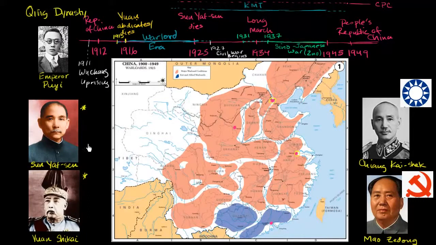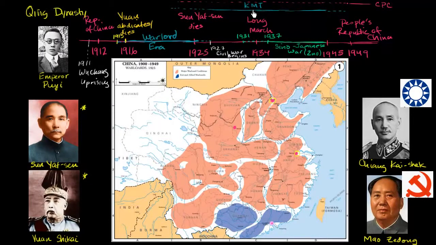When this was going on during the warlord era, especially as we go into the early 20s, in 1921 in particular, Sun Yat-sen hasn't given up. He goes to the south in Guangzhou and sets up essentially a revolutionary government, with a desire from there to try to consolidate power in China again and reestablish the Republic of China. So he goes there, but unfortunately he passes away in 1925 from cancer.